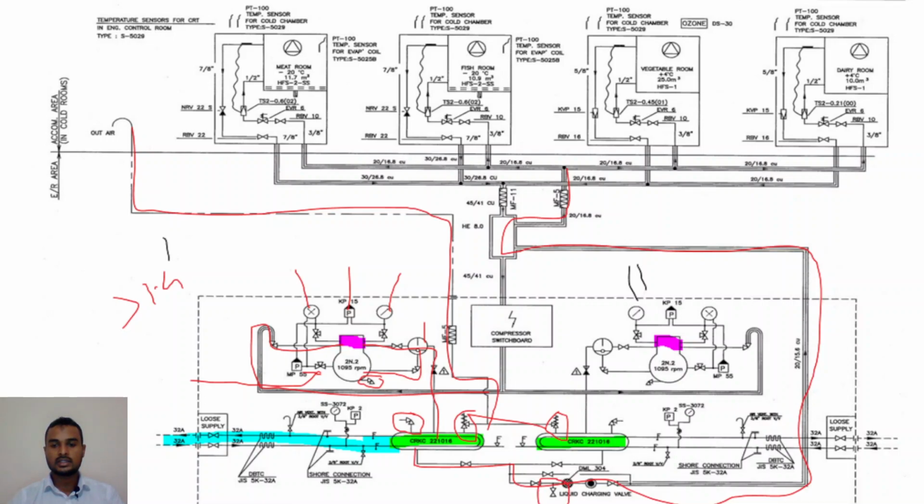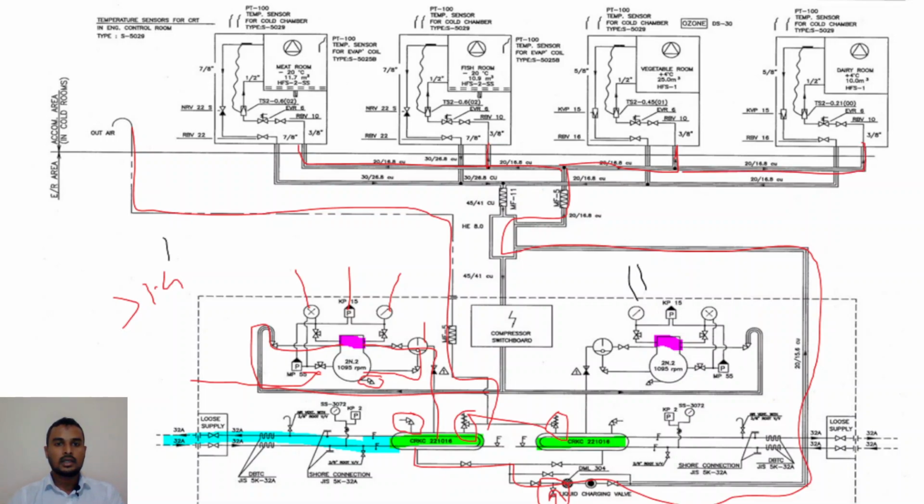Why is this liquid charging valve used? By this liquid charging valve, we can charge the refrigerant like R402 or R22, which is used in our system. When this refrigerant comes to that portion, then it goes to four separate compartments. This is compartment number one, this is compartment number two, this is compartment or chamber three, and that is compartment number four.